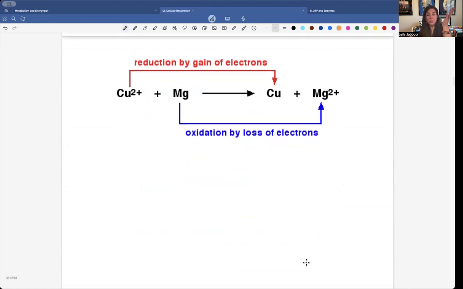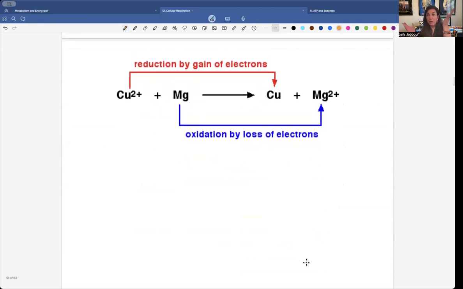So this is the case for many redox reactions. Well, all of them, because that's what the definition of a redox is. There will always be one substrate that is going to be reduced because it's going to be gaining electrons.